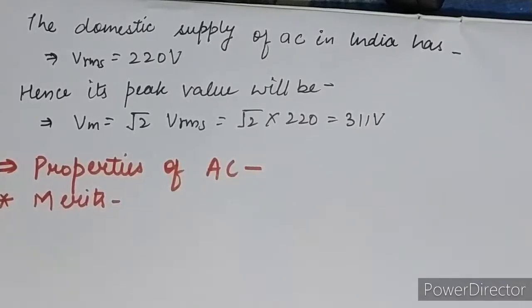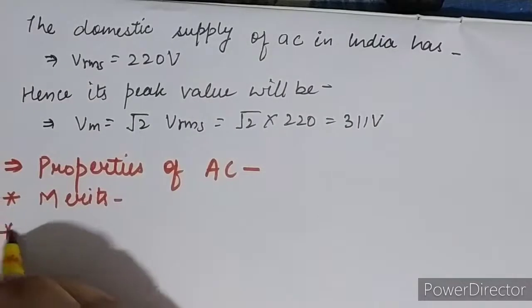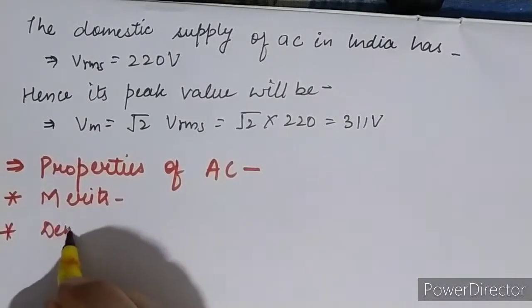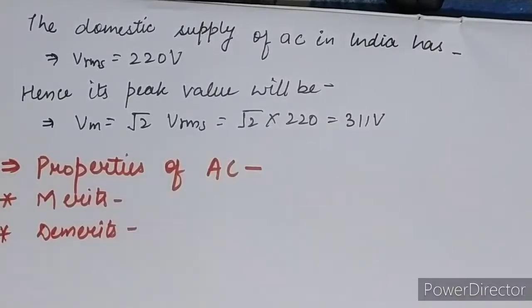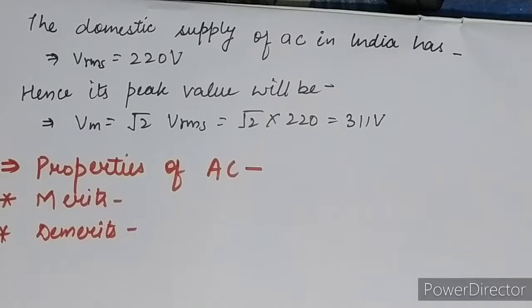So these are the merits. Second, we are going to discuss the demerits of the properties of AC. So the first demerit is that an alternating current voltage of any value is more dangerous than its equivalent DC voltage, because its peak value is root 2 times the RMS value.